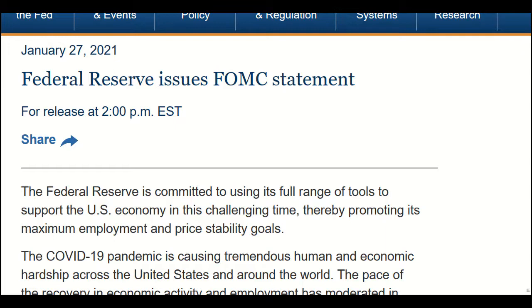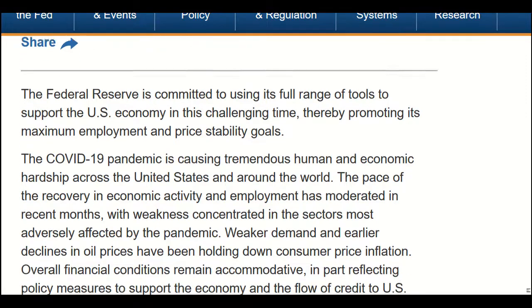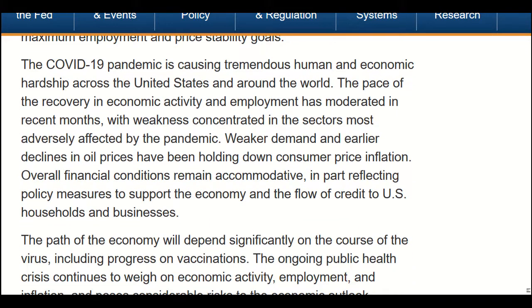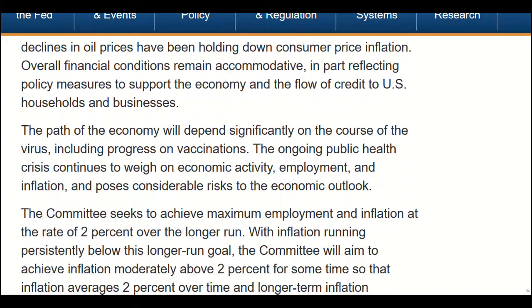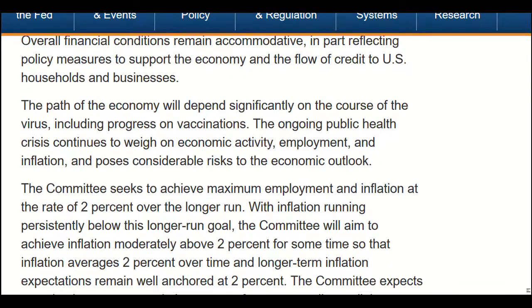The best way to motivate it is let's go to an FOMC statement and look at what it has to say. So this is the January 27, 2021 statement from the Federal Open Market Committee. It says the committee is committed to using a full range of tools to support the economy in this challenging time, thereby promoting its maximum employment and price stability goals. Okay, then it gives us a general statement about COVID and the economy, very vague, and the path of where they're going and the economy depends on, obviously, the virus.